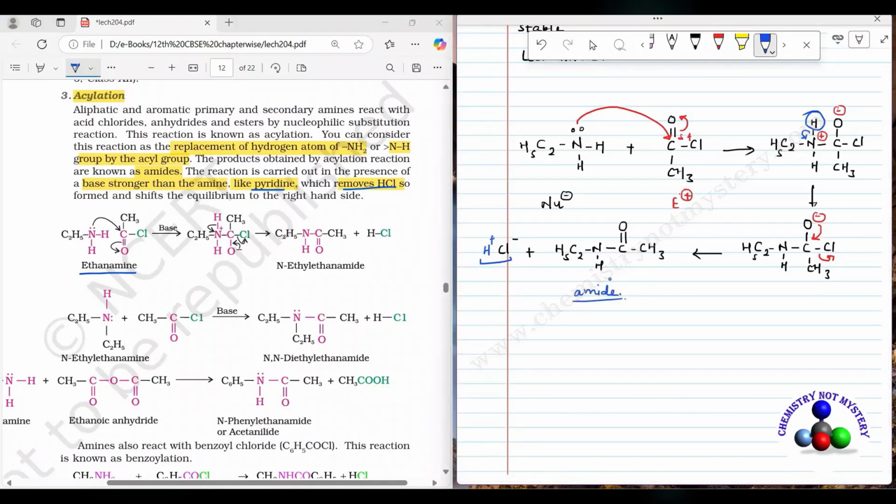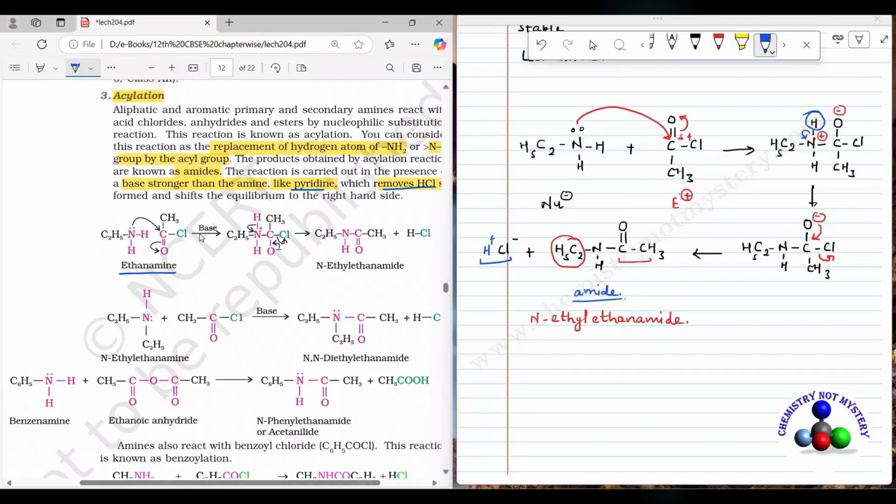Now write the name of this amide. In this amide there is ethyl group bonded to nitrogen and this amide has contained two carbons. So the parent name will be ethane amide. And ethyl group is bonded to nitrogen, so the name will be N-ethyl. And as this amide contains two carbon, parent name will be ethane amide. Now let's read from the book. In ethane amine, this nitrogen is bonded with one alkyl group, so this is primary amine.